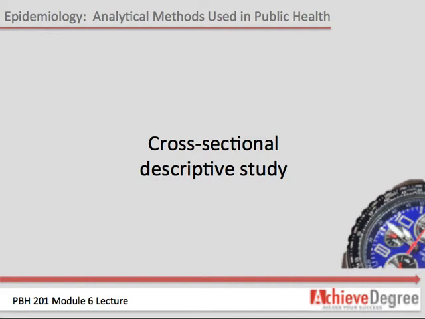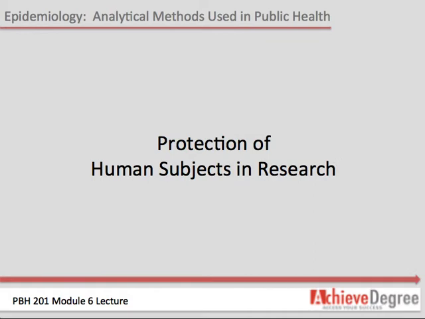A disadvantage is that they can't calculate incidence, only prevalence. That is, the total number of existing cases. Also, it's not always clear whether the exposure caused the disease or the disease caused the exposure. For this reason, descriptive studies cannot prove causality, only the existence of a relationship or association between the exposure and outcome. All of these study designs are examples of research.